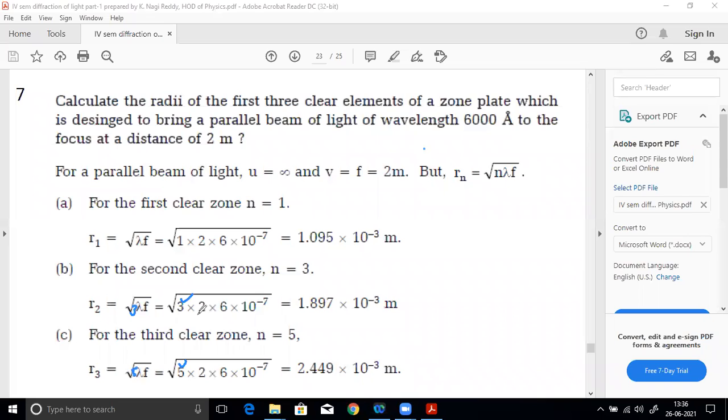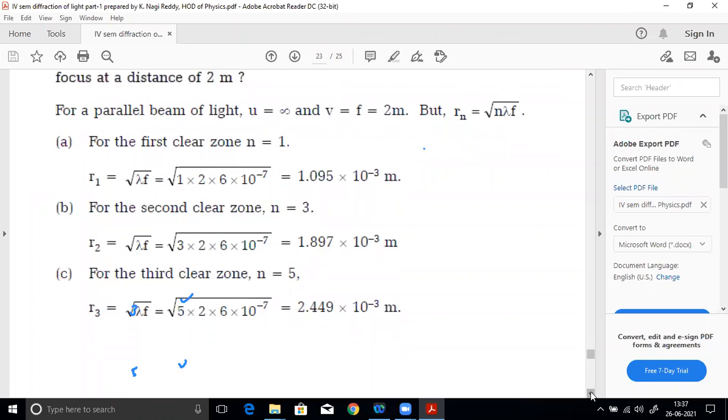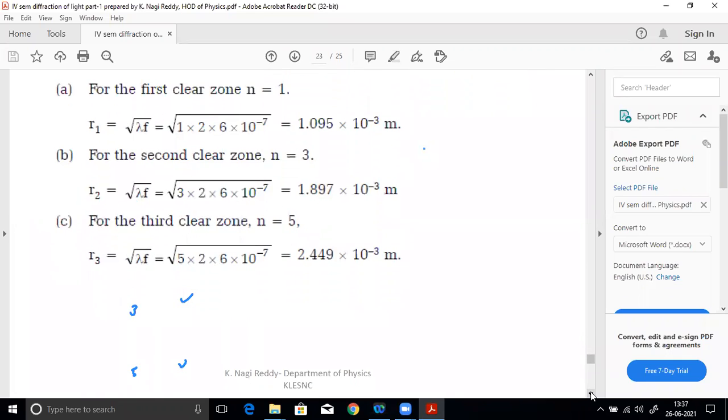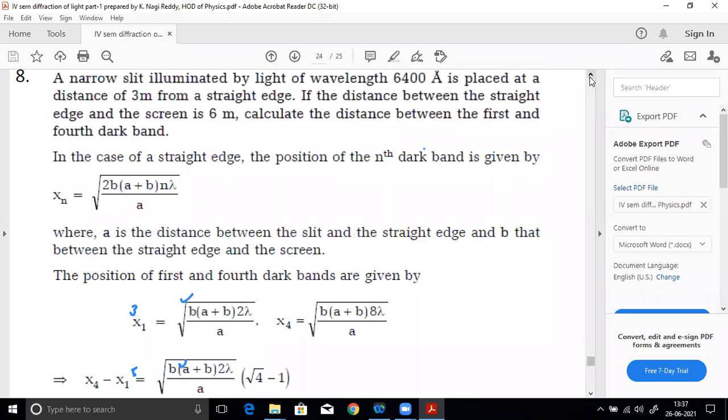So like that you get the radius of the first 3 clear zones of the zone plate. The radius of the first 3 zones has to be found. Very simple. Then, next problem. I think most probably this is the last problem.